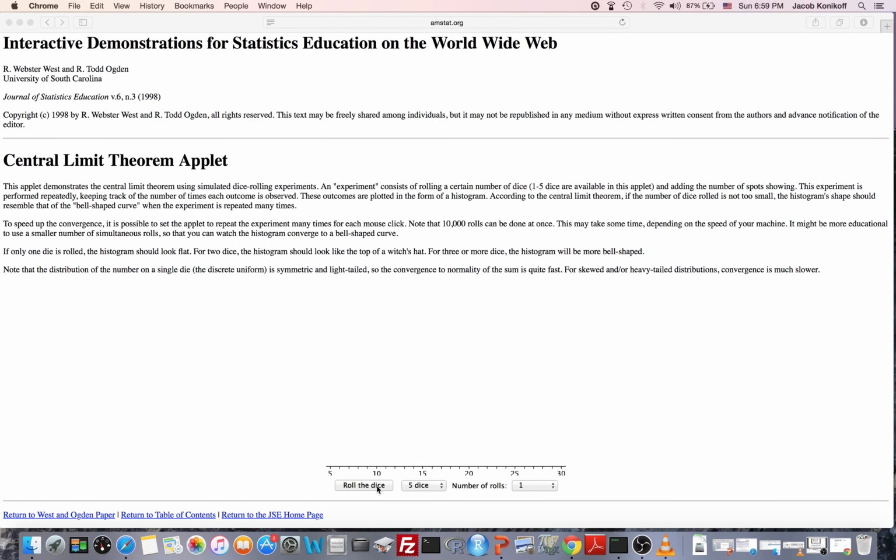In the background, it will just tell me the number of dots I see at the top. So I roll once, and I got a 15. Okay, I'm going to roll again. Now I got a 23.